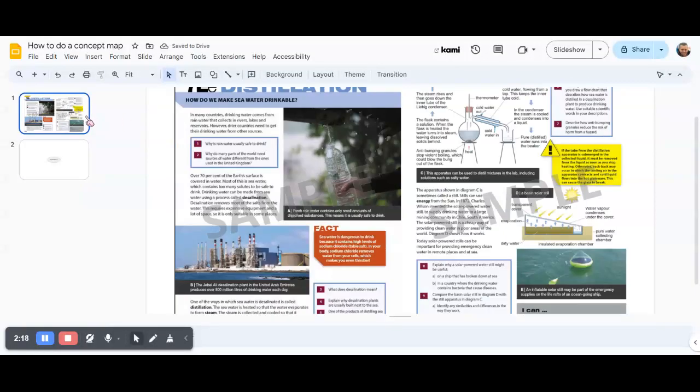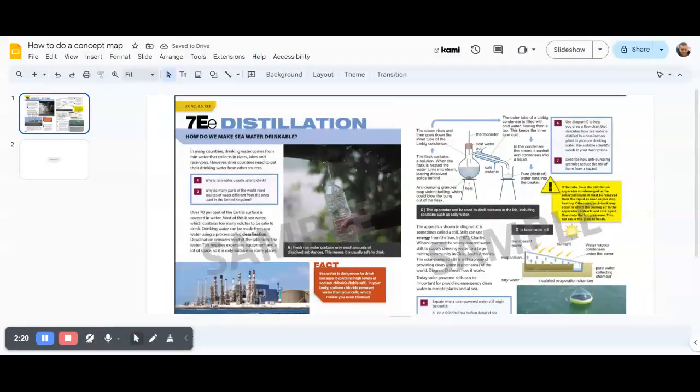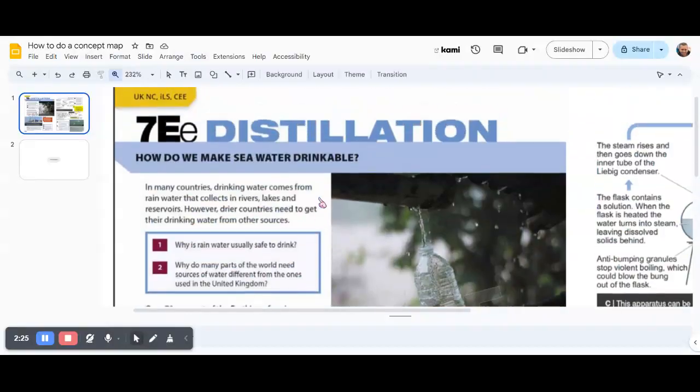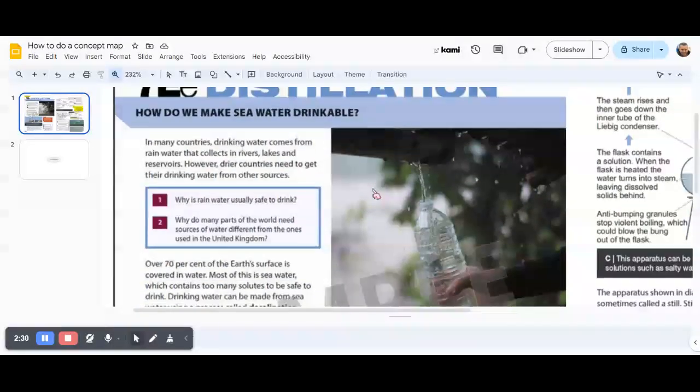And what you essentially need to do is get the main ideas from the text. So let's have a quick read through this. How do we make seawater drinkable is the subheading. Many countries' drinking water comes from rainwater.